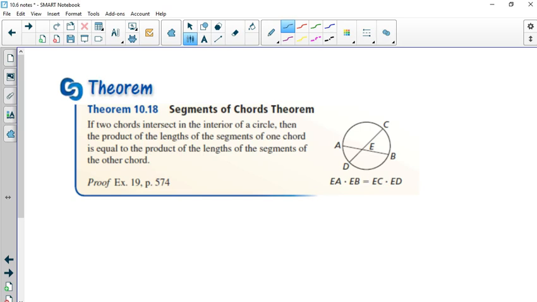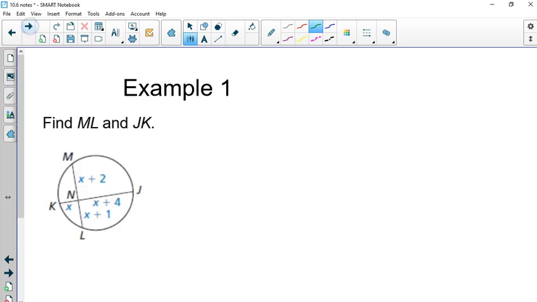Okay, so let's look at this. In this case, we have EA times EB is going to be the same as EC times ED. Okay? So red times green is going to equal red times green. And we'll play with that here.